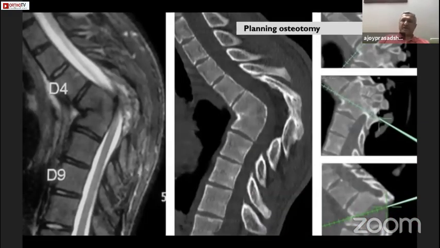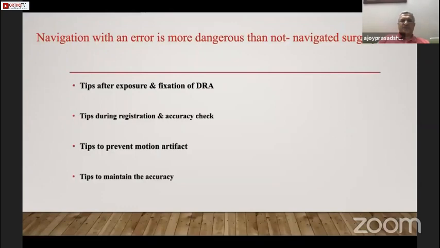We have been using navigation also to plan an osteotomy, to be sure that you have excised the adequate amount of wedge for you to achieve adequate correction. Technology is now becoming available to plan your lordosis of the screw intraoperatively by using various systems. However, navigation with an error is much more dangerous than a non-navigated surgery. We have to remember that.